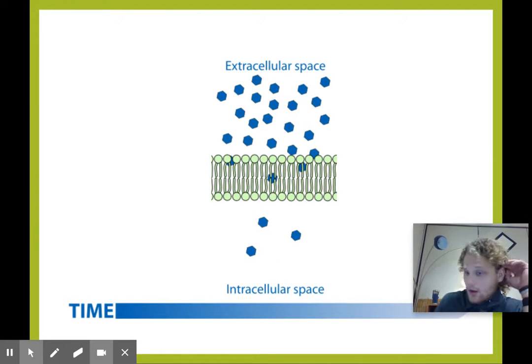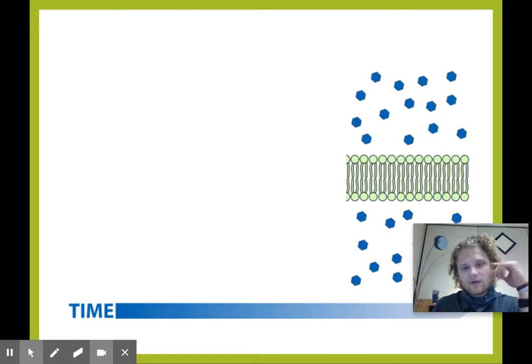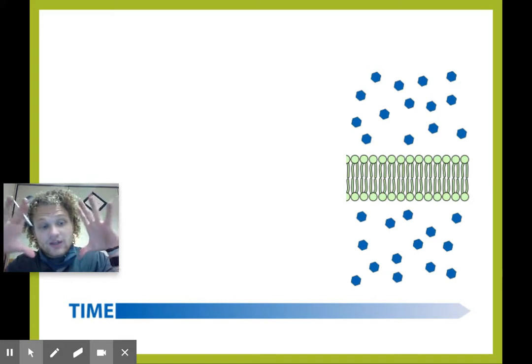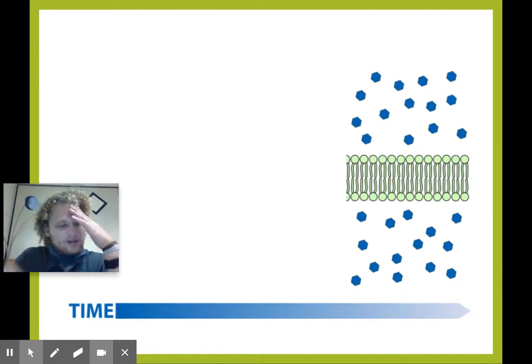If it's water molecules, remember it's osmosis. If it's diffusion, so it's not water molecules, then it's something else. We have a few that cross over, and then eventually we have the same on each side. You could count them. I'm not going to, but we now have reached equilibrium. That's what everything wants to get to, is equilibrium. There's the same amount on each side.